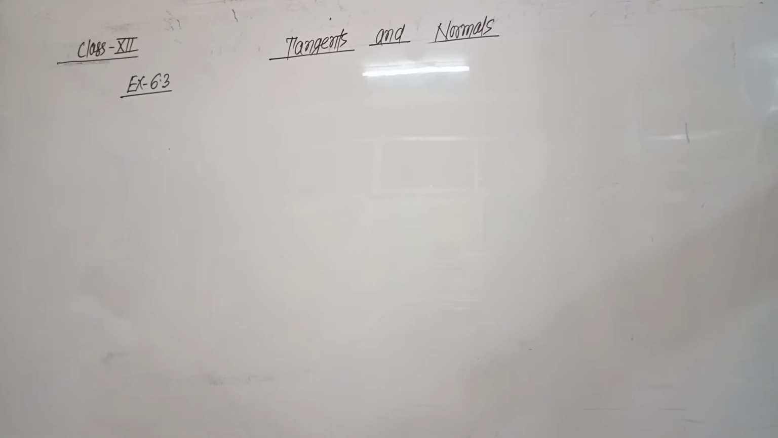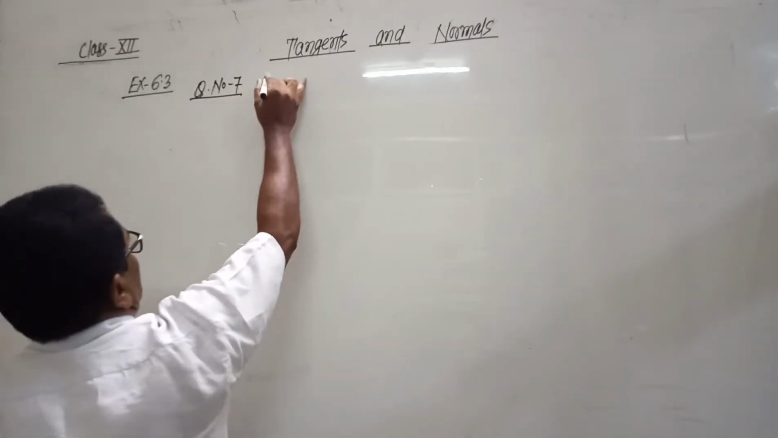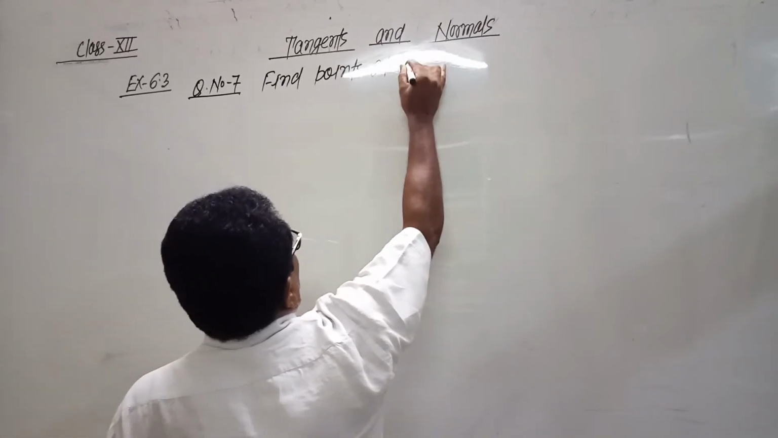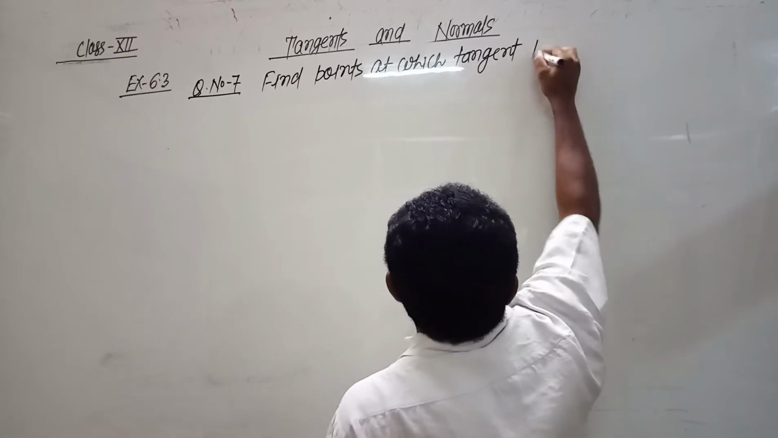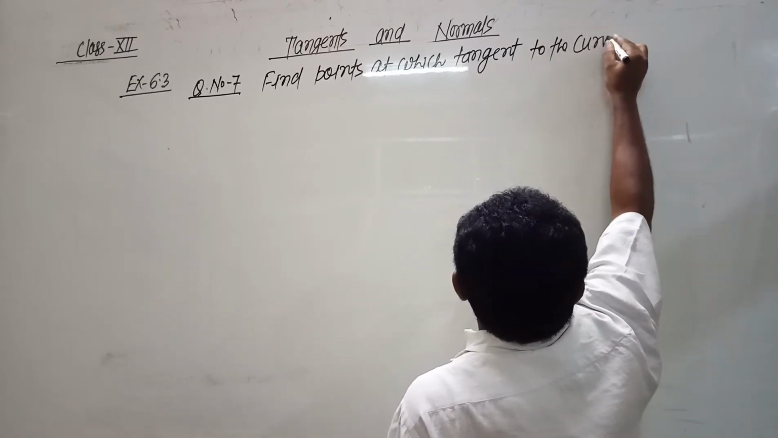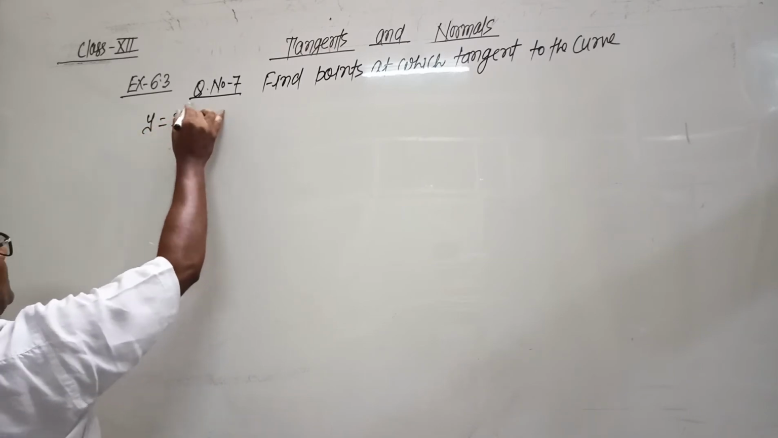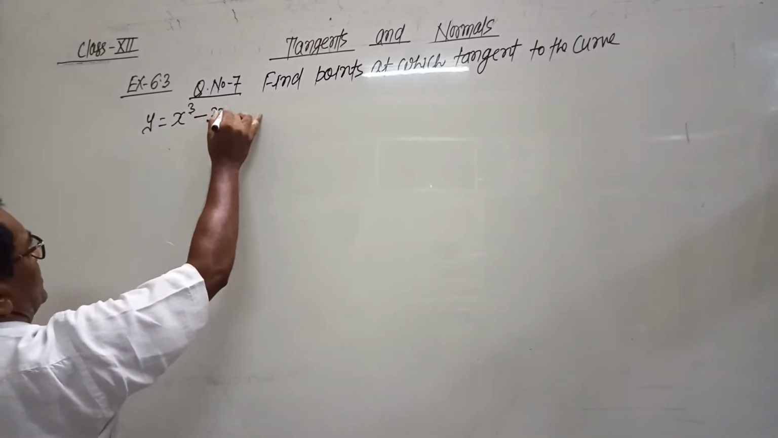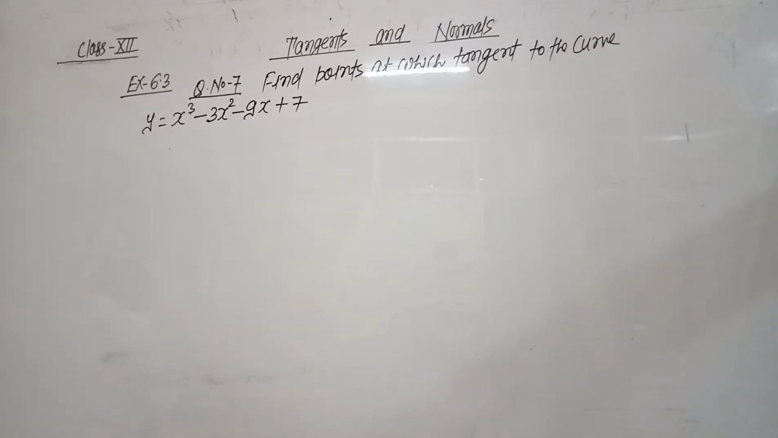Question number 7. Find points at which the tangent to the curve y equals x cube minus 3x square minus 9x plus 7 is parallel to the x-axis.